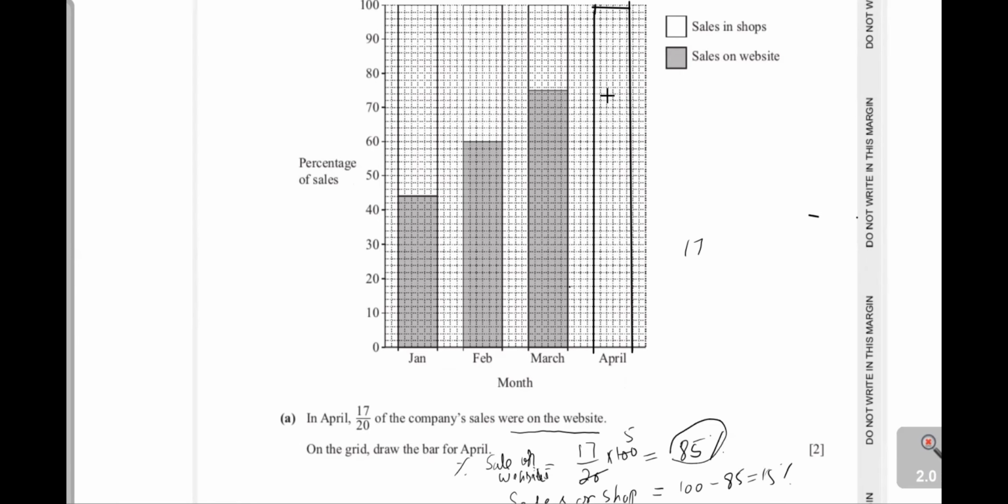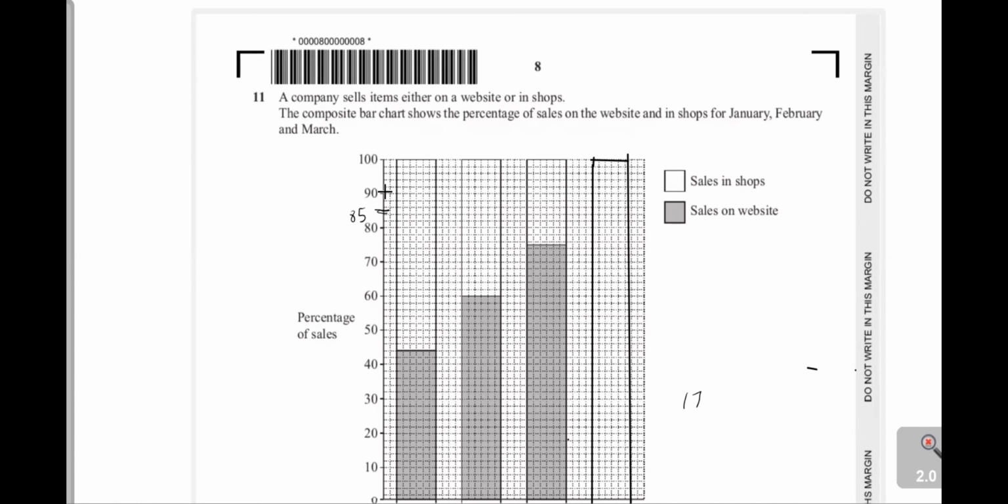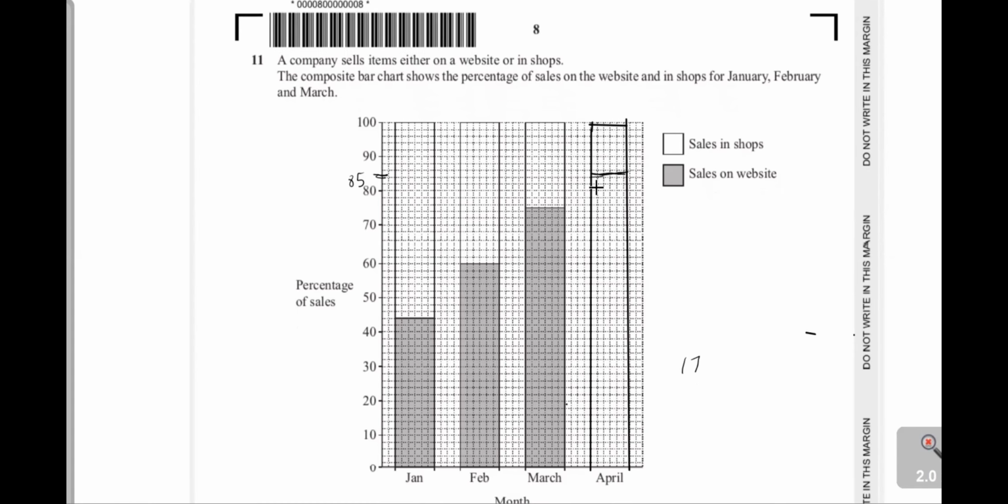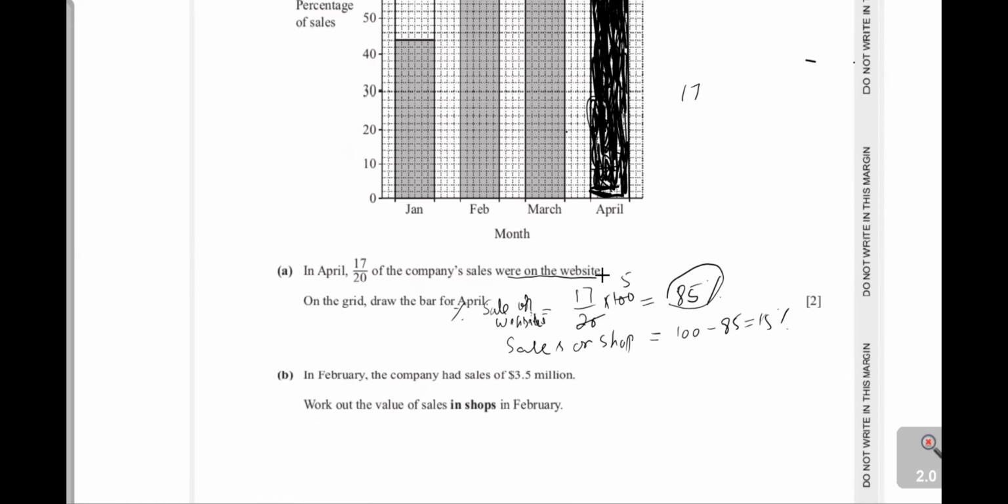We will shade the 85% area of this bar. Look here, this is the position 85, and we will shade this area. And this is the bar for April sale on grid. And now we move to part B.